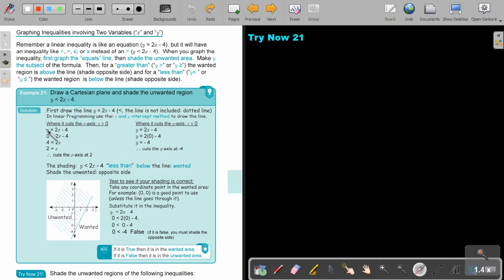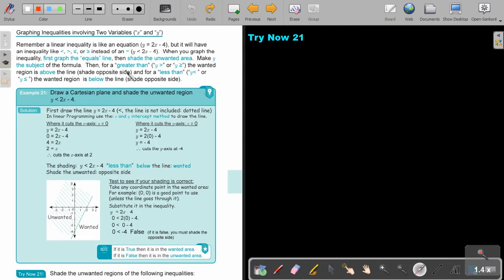So put the equal sign. Where it cuts the x-axis, make the opposite one 0. So make y 0, and then just find the value of x, it's 2. So it cuts the x-axis at 2, do you see? Where it cuts the y-axis, make x 0. So in this case, I'm just going to put the 0 there, okay? And then the value of y is -4. And then I just draw the line.